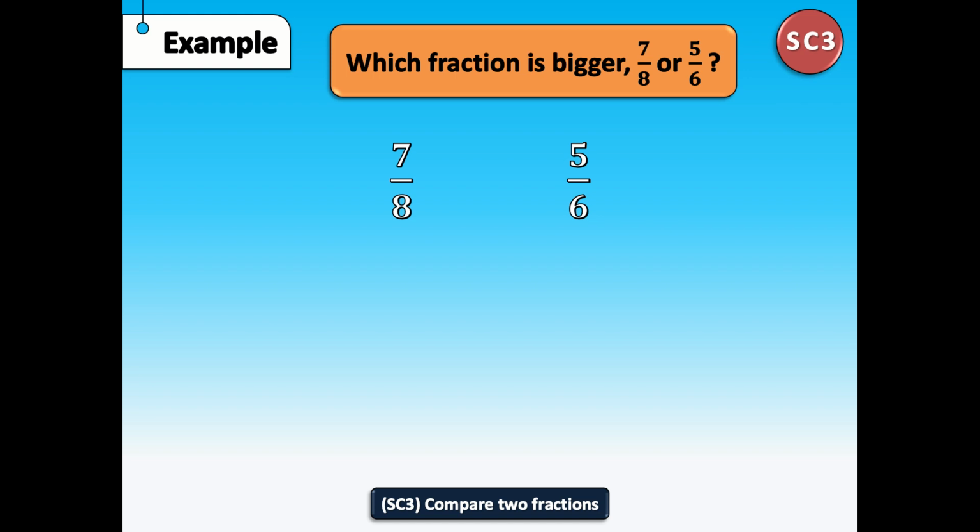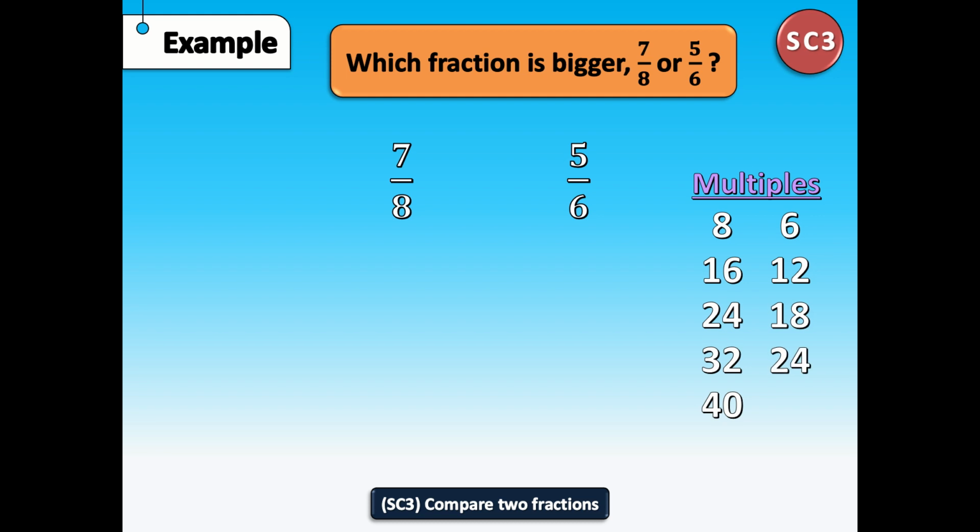Again, on this one, I want to say which fraction is bigger, 7/8 or 5/6. So I need to make the denominators the same number. So I need to think about what number do 8 and 6 go into. And we can see by writing out the multiples of each number that they both go into 24. So I can make them out of 24. Now think about what have you done to the bottom number to make it 24. So what have I done to 8 to make 24? Well, I've times it by 3. So I need to times the top by 3 as well. So 7 times 3 is 21.